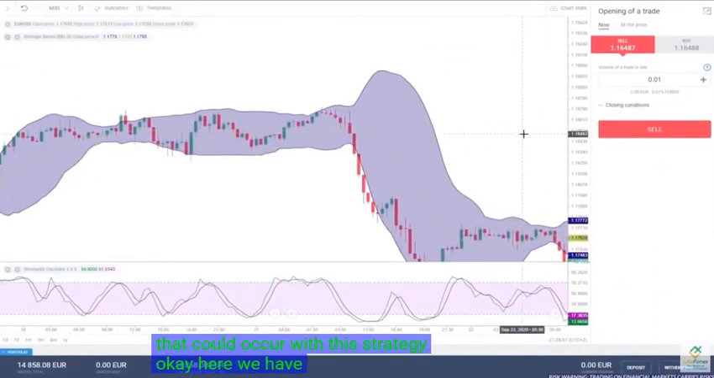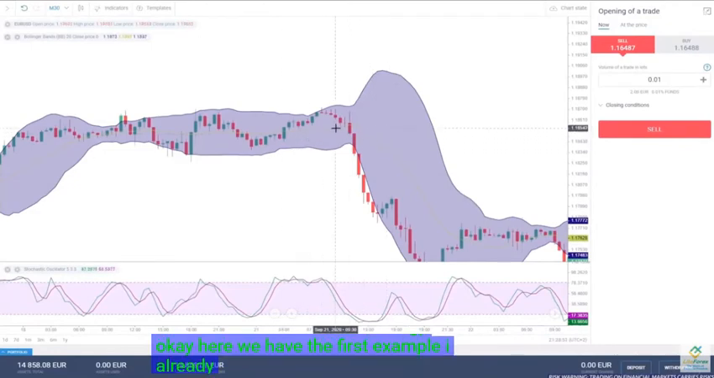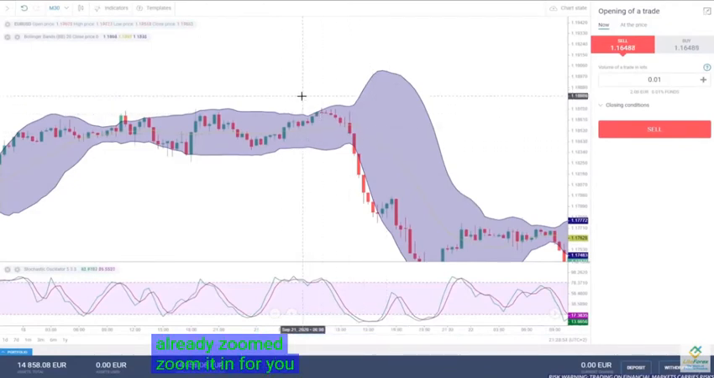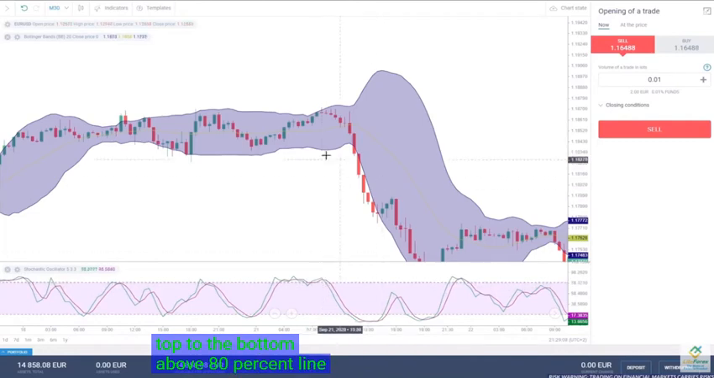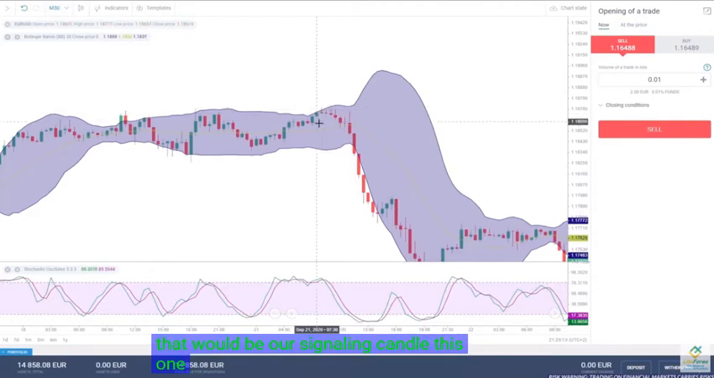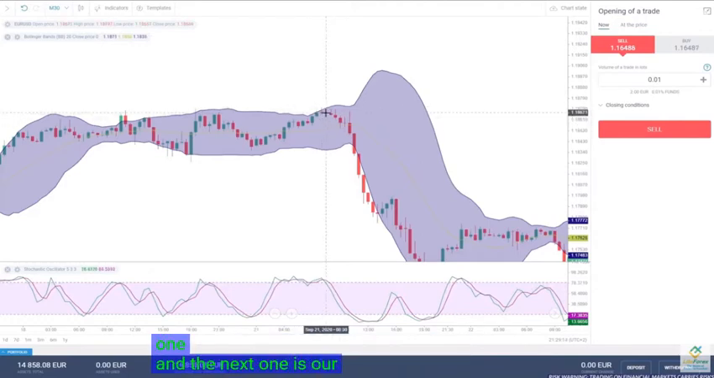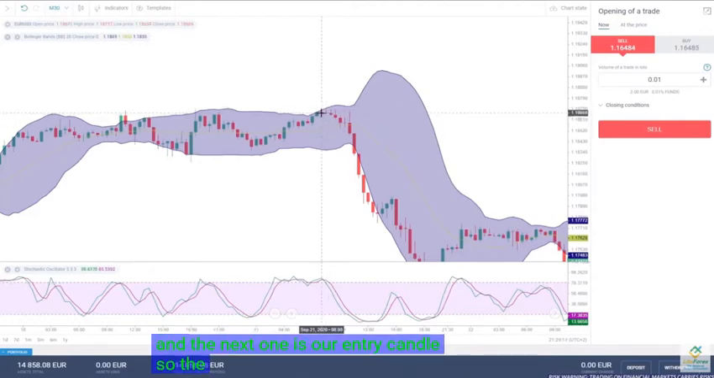Okay, here we have the first example. I already zoomed it in for you. Right here you have this red candle that crosses the upper Bollinger Band, and in the Stochastic we see that the percentage K line crosses the percentage D line from the top to the bottom above the 80% line. So that would be our signaling candle, this one. And the next one is our entry candle, so the opening of this candle is our entry point.